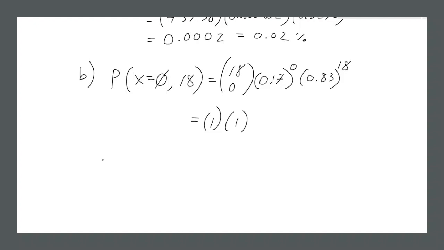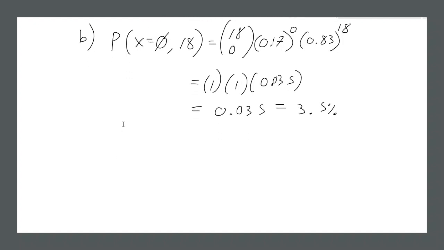0.17 to the power of 0 is also 1. And 0.83 to the power of 18 is 0.035 approximately. So multiplying that out, 0.035, or in percent form, 3.5%. That's the probability of not rolling a single 6 if you roll a dice 18 times. It's small, but it's not incredibly small, like the one we calculated in part A.